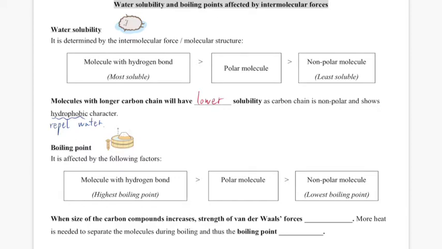In order to attract water, it needs to have stronger forces, right? So that's why we are looking for hydrogen bond for those very highly soluble substances. And the longer the chain, the stronger the hydrophobic character from the carbon chain, so it's going to be less soluble. That's for the first part, water solubility.